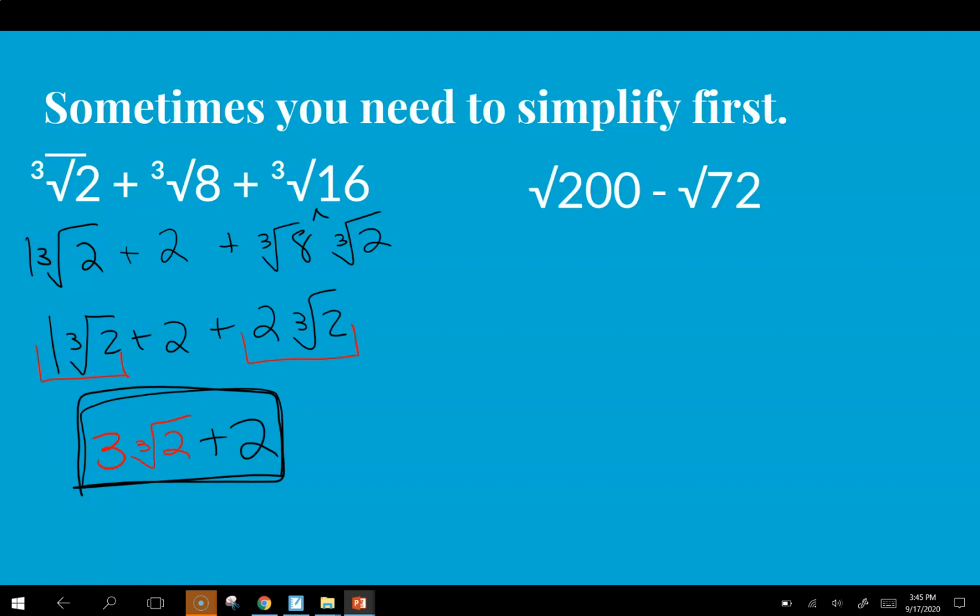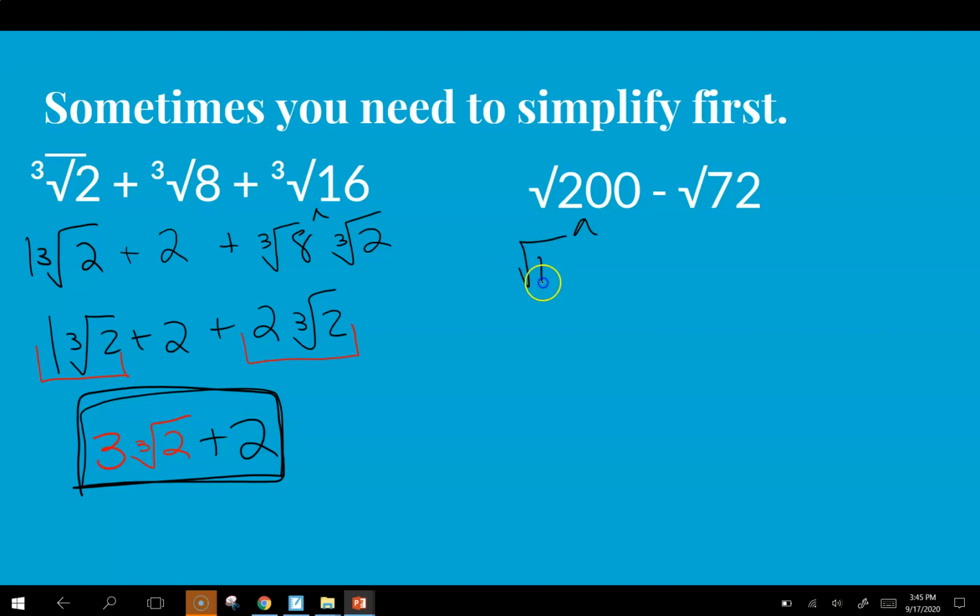All right, I believe this is our last one. Square root of 200 minus square root of 72. All right, square roots. Let's think of those. We have 4, we have 9, we have 16, we have 25. We're going to try to think of those. 36, 49, 64, 81, 100. Can go all the way up. 121, 144.